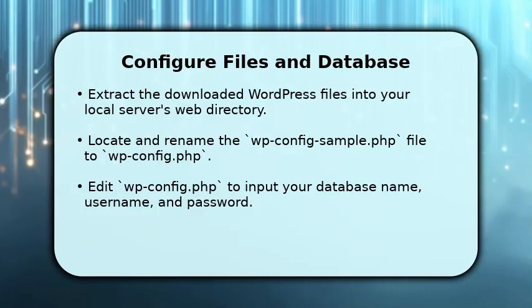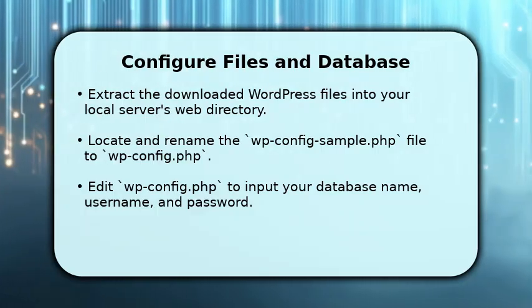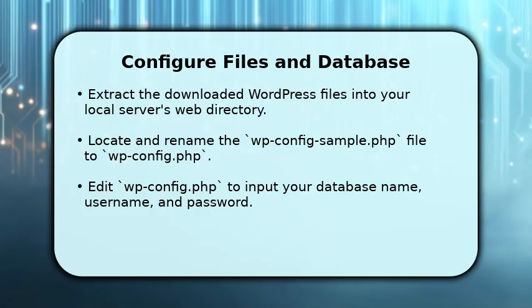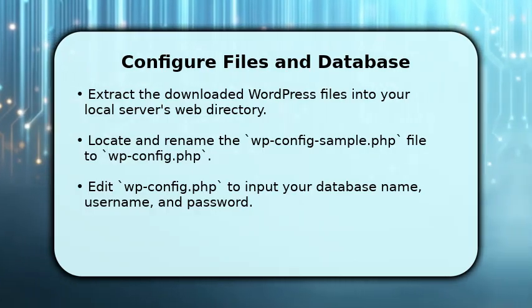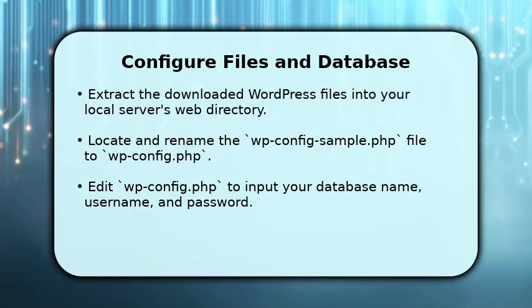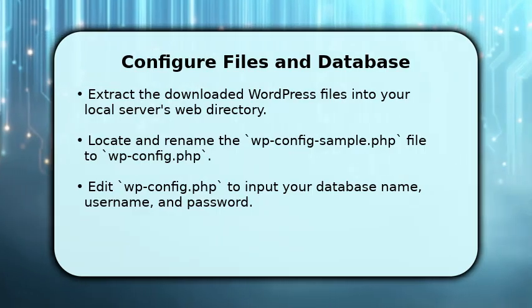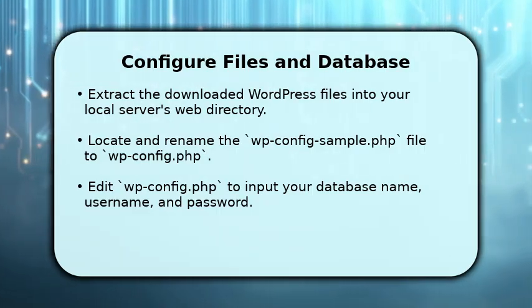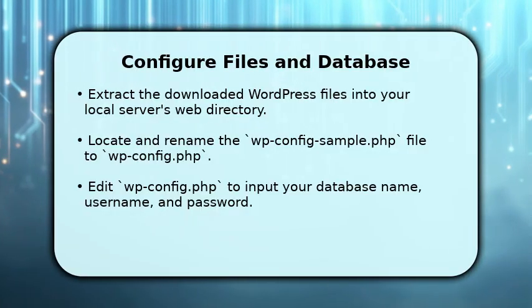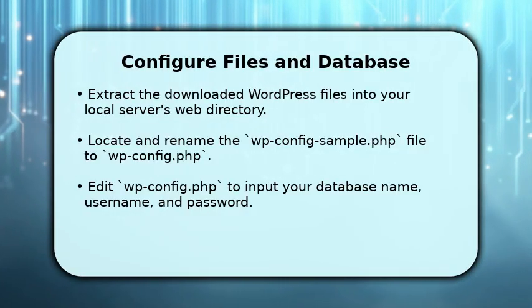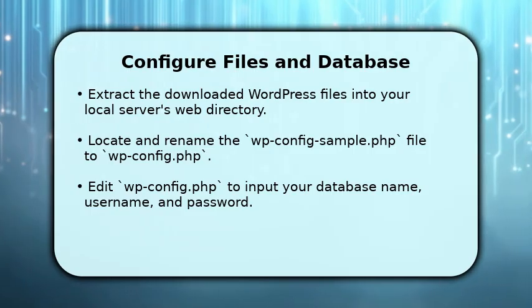Next, extract the WordPress files you downloaded into your local server's webroot directory, often named htdocs for XAMPP or www for WAMP. Inside this new WordPress folder, find the wp-config-sample.php file and rename it to wp-config.php. This crucial file connects WordPress to your database.